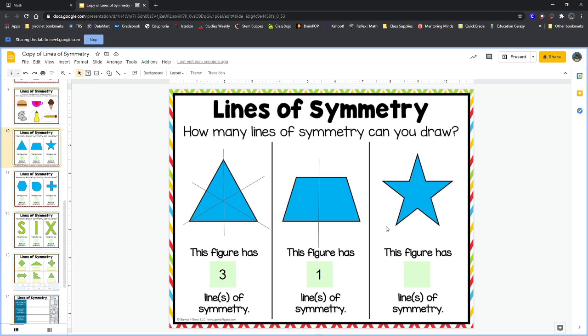What about the star? Who can tell me, do you think the star is just going to have one line of symmetry or more than one line of symmetry? What do you think, Kaylee? One or more than one? You, Kaylee, with a K. So would you say one or more than one?